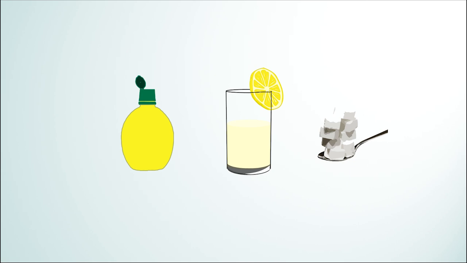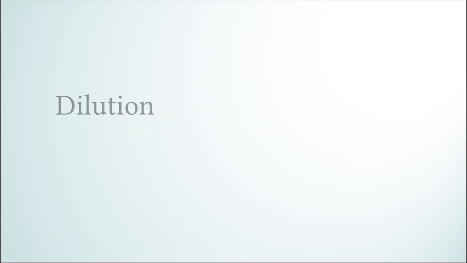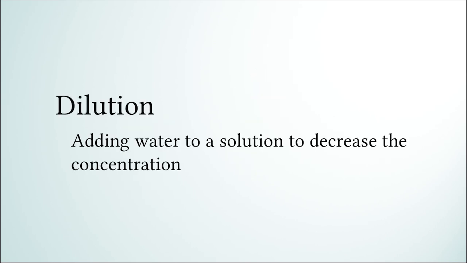Well, dissolving the lemon juice into the water is actually a chemical procedure. It's called a dilution. You see, a better way to make acid and base solutions is by dilution. A dilution is when you add water to a solution to decrease the concentration.